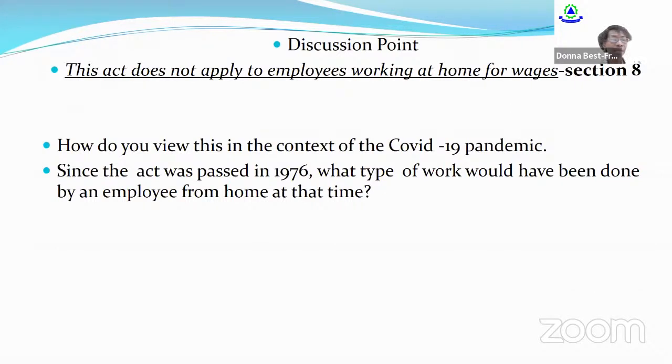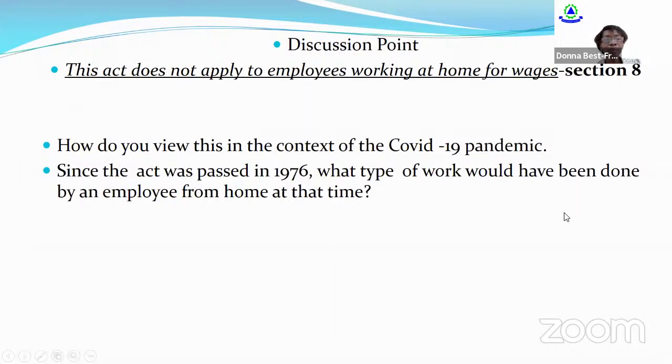It also caused me to ask a question. Since the act was passed in 1976, what type of work would have been done by an employee from home at that time? So I just want to invite persons to share, if they care to, their views on this clause in the legislation in the context of what we're dealing with right now: maternity leave for women who are working from home in a COVID-19 pandemic.